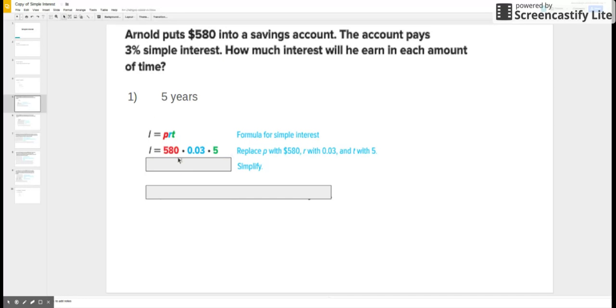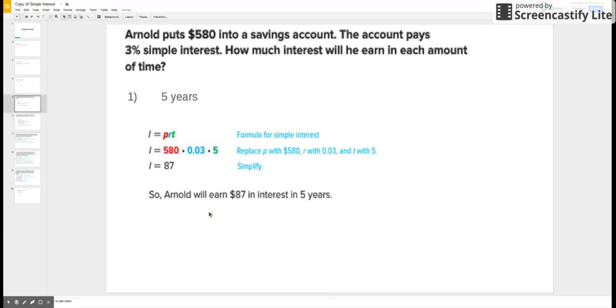So all you have to do is multiply these three together, and you end up getting 87 to be your interest. So Arnold will earn $87 in interest in 5 years. So if he keeps this money in a savings account, he'll end up making 3% interest, which is $87.